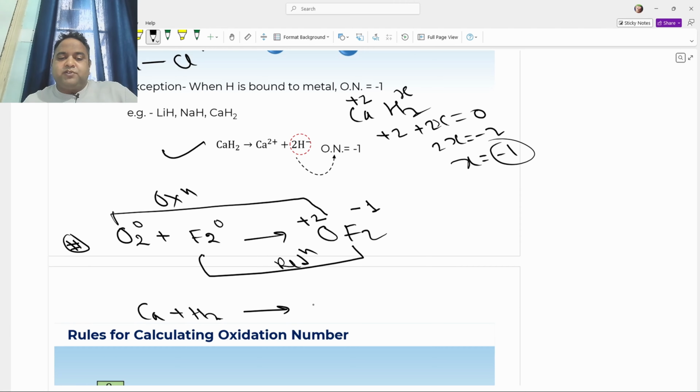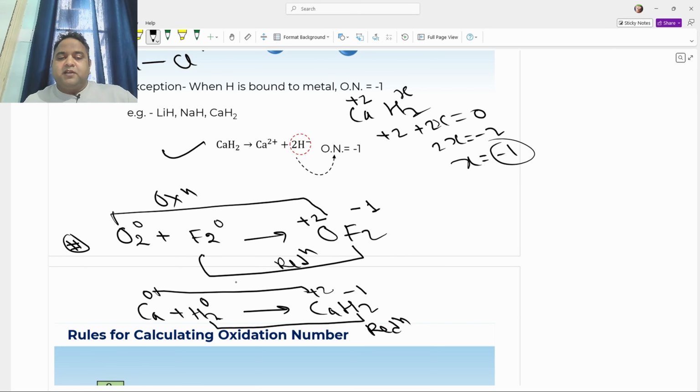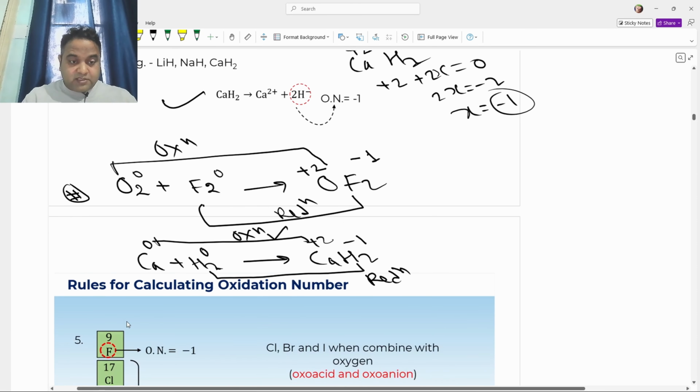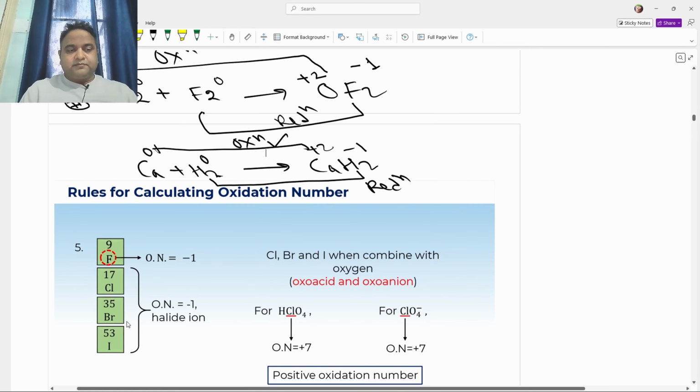Let calcium react with hydrogen gas. There is formation of CaH2. Calcium has 0, here we have +2. Hydrogen has 0, here we have -1. Hydrogen is going to minus, meaning decrease in oxidation number, so that is the case of reduction. Here hydrogen itself is undergoing reduction and calcium is going under oxidation.